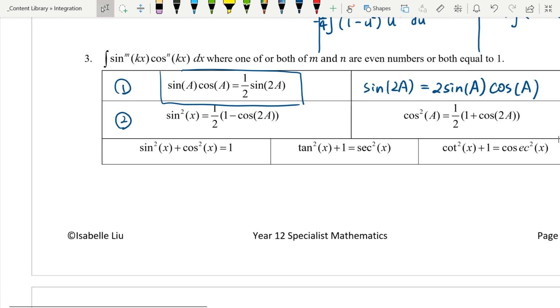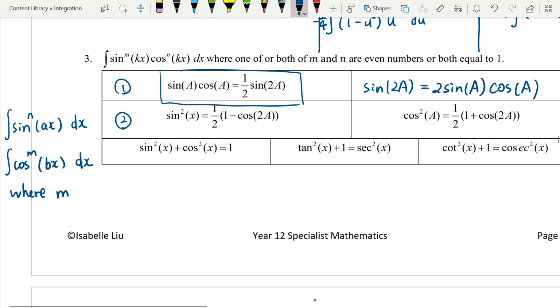The second one is to deal with sine to the power of n of ax and cosine to the power of m of bx, where m and n are even. So you just antidiff a single sine or single cos, but the power is even. The power is like 5, or 4, or 6, or 2. Normally we do the power of 2.